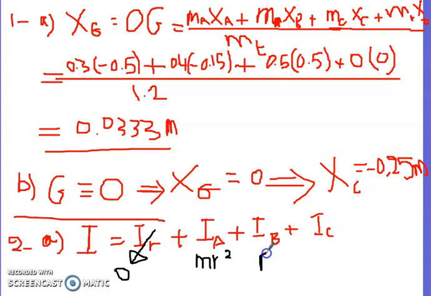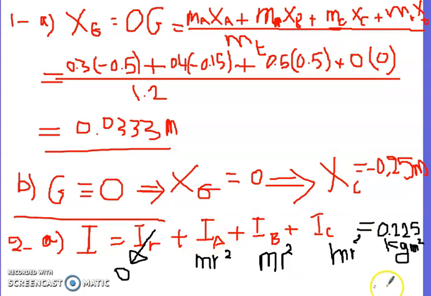Right? mr squared and mr squared. You must know the mass of each particle and the distance of each particle from O. Try to do the calculation. We get how much? So 0.225 kilogram meter squared.